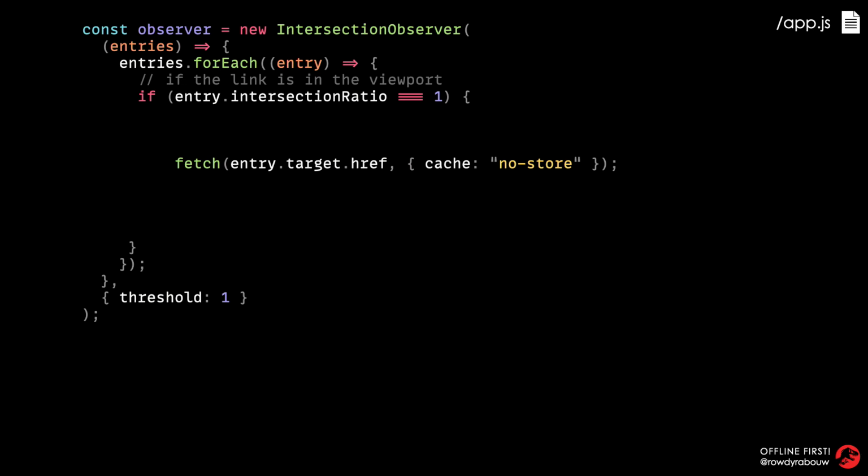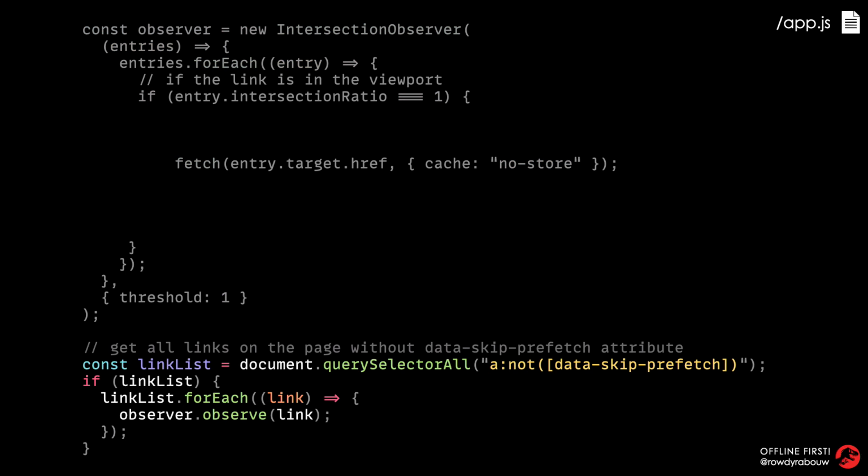This is how you instantiate an intersection observer. As soon as the intersection ratio equals 1, that means in this case the link is in view of the user, so it has scrolled to that point. So what we again do is collect all the links on the page that don't have the data-skip-prefetch attribute, and we let the intersection observer observe these links. It will just stay in the background saying, is this one in view yet? Yes, and now I'm going to fetch it.